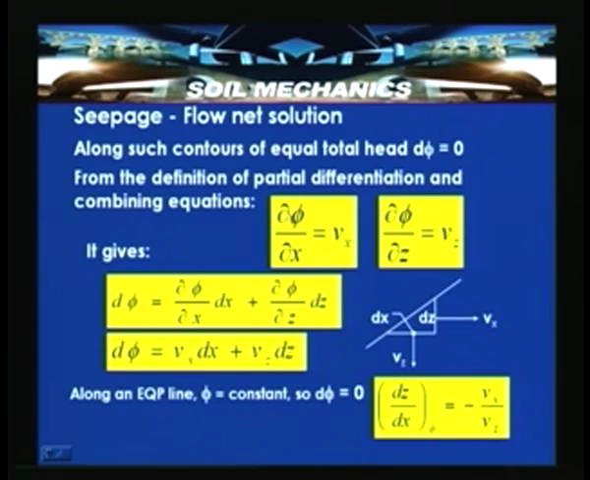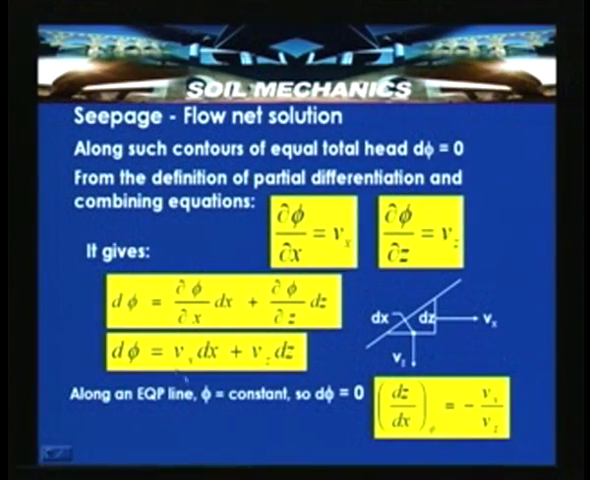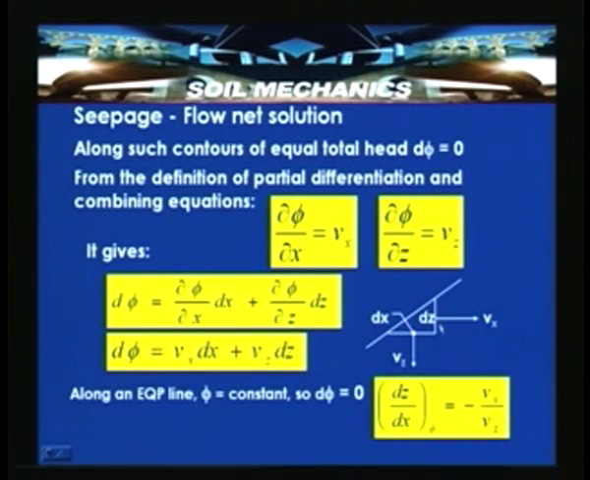Now, substituting for dou phi by dou x Vx and dou phi by dou z Vz, we can write d phi is equal to Vx dx plus Vz dz. So, as along an equipotential line d phi is equal to 0, equating d phi to 0 here, we can write dz by dx of the potential line is equal to minus Vx by Vz. Vx is the velocity in the x direction.